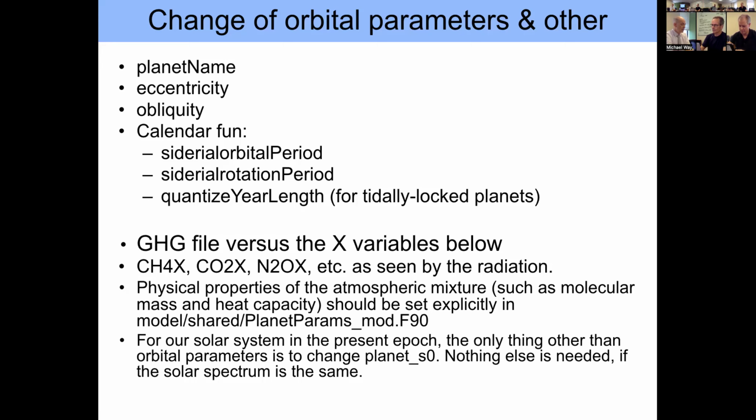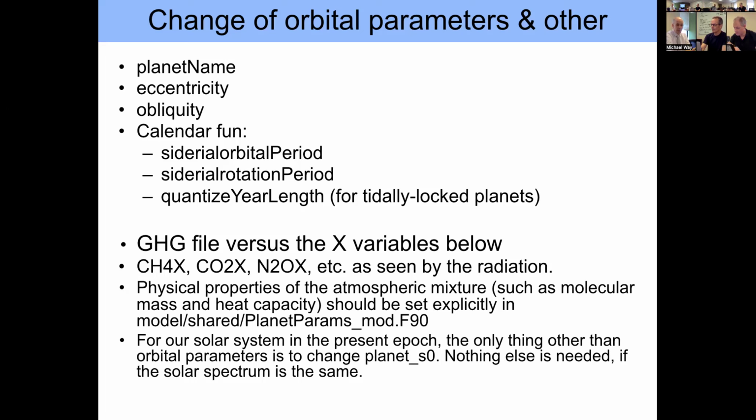And I would say for our solar system, in the present epoch, the only other thing besides orbital parameters is to change this thing called planet_S0. That's the amount of insolation, the amount of watts per meter squared the planet receives. So you have to put this value in watts per meter squared. For Earth, it's around 1360 watts per meter squared today.